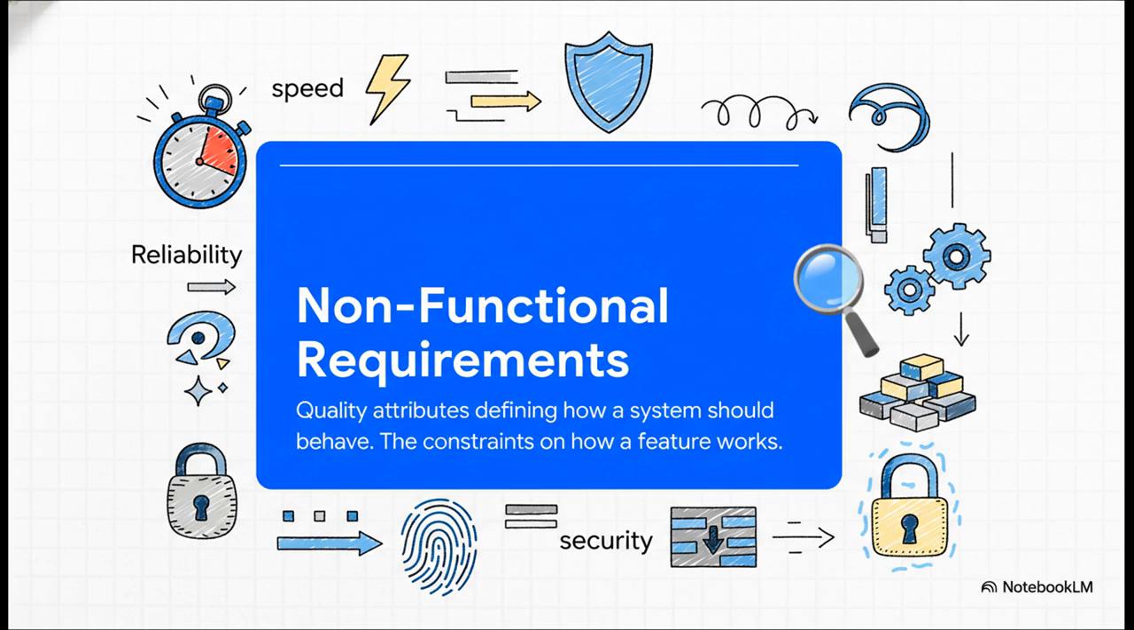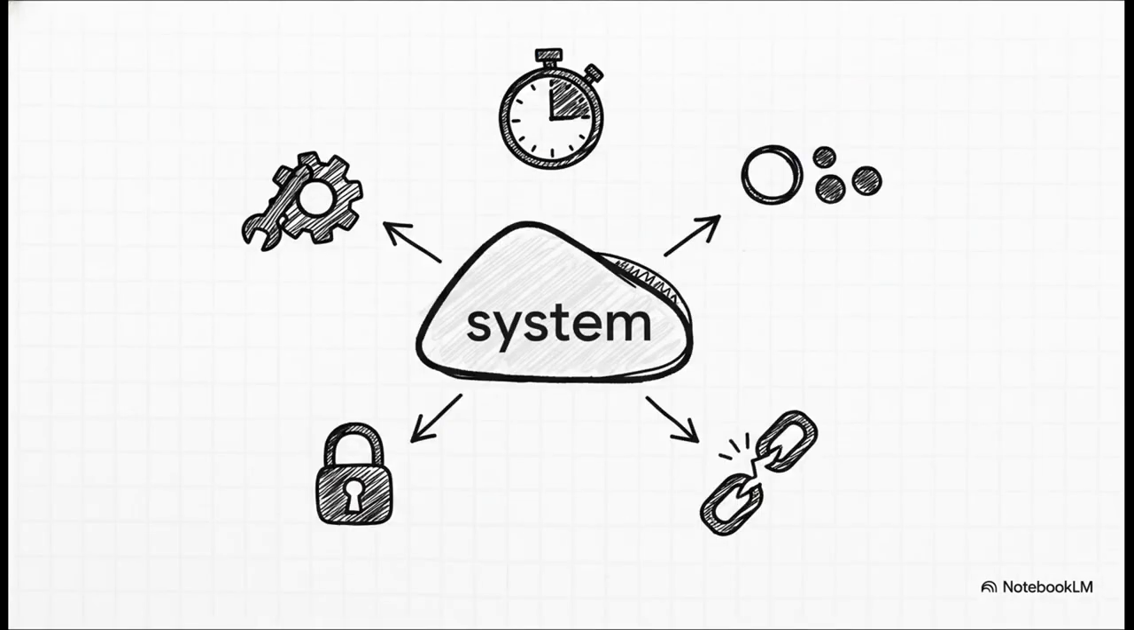Now, these aren't new features, not at all. They're the qualities your system has. They're all about how it should behave. Think of them as the rules that constrain your features, like how fast they need to be or how secure. And man, the scope of these NFRs is just massive. We're talking about performance. Is it fast? Scalability? Can it actually handle growth? What about reliability? What happens when something inevitably breaks? And then you have security, maintainability. The list goes on. These are the qualities that make a system truly solid.